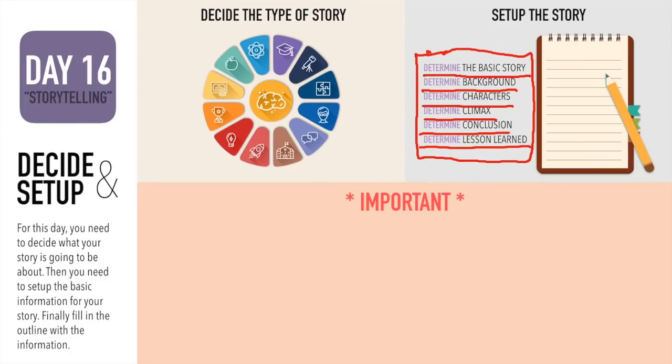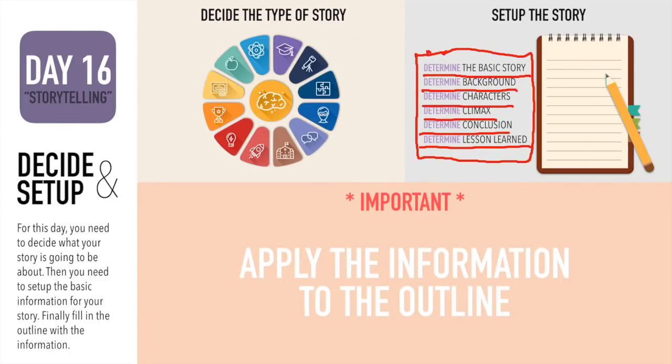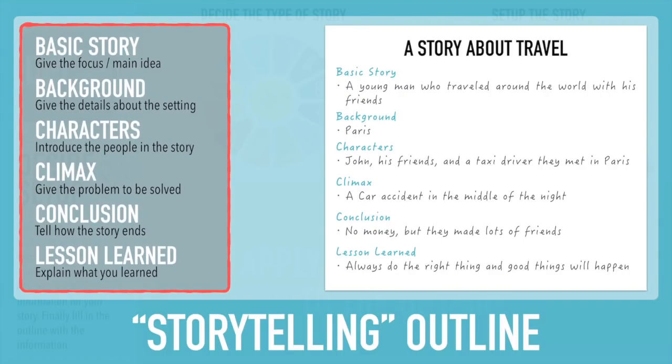Now, it's important to apply this information to your outline. So let's look at the outline for storytelling. Now, it's basically what I just showed you. However, I want to explain these to you. You see, the basic story gives the focus and the main idea. The background gives the details about the setting. The characters introduce the people in the story. The climax gives the problem to be solved. The conclusion tells how the story ends. Okay, you're going to tell how the story ends. And lesson learned, explain what you learned.